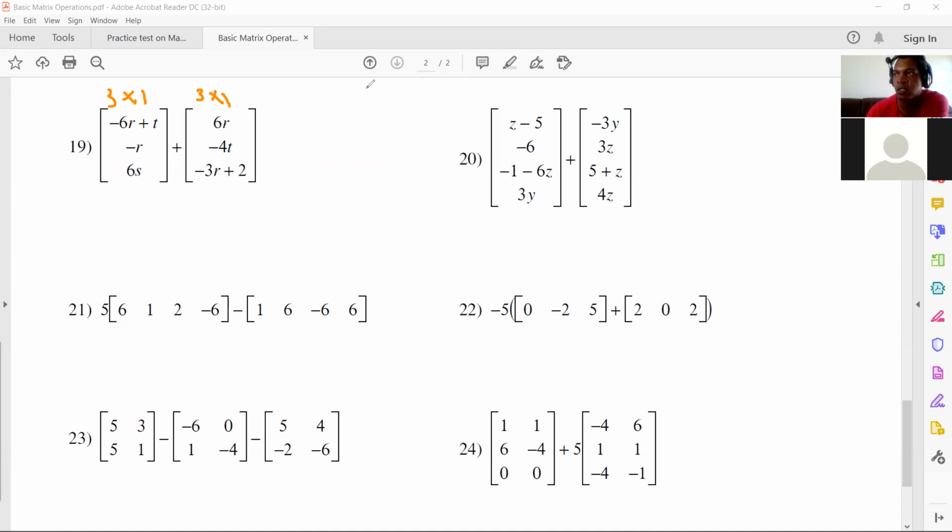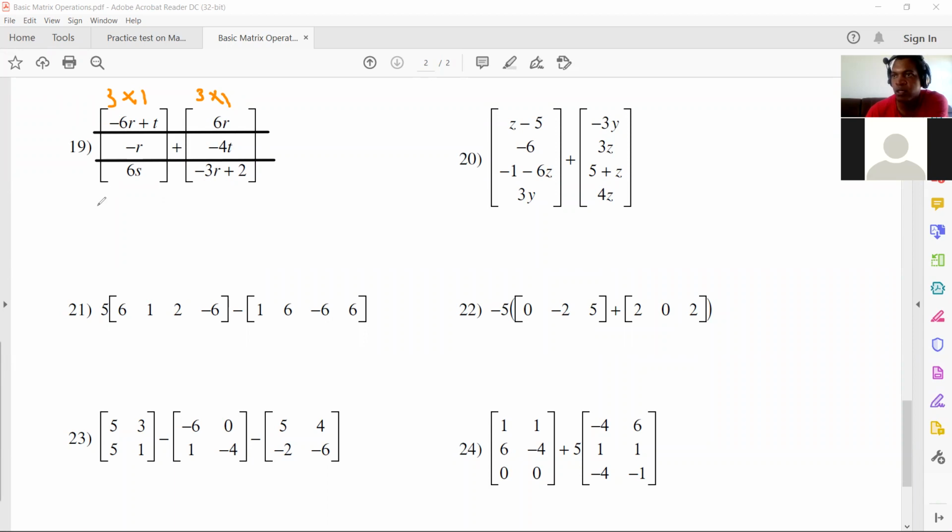Once we have the dimensions correct, I want to use black and draw a line here. This line shows me the things that I have to add together. So I have to add this with this. That's what the line is for. I normally do this with a pencil so that I don't get confused as to where to add. Adding and subtracting is just this element with the corresponding element on the other side, and the same for all of them.